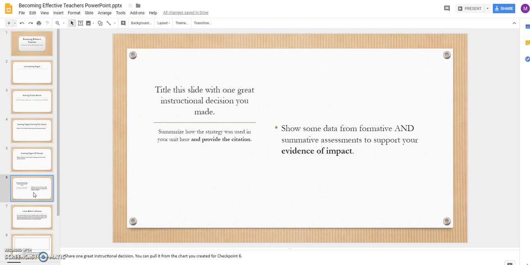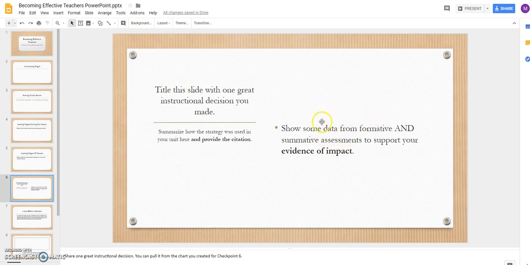The next slide is one in which you talk about a great instructional decision you made. You're going to summarize how that strategy was used in your unit here, and then you're going to very importantly provide the citation. We did a lot of practice with that in previous checkpoints, so I think you'll know how to go about pulling that together. I want to make sure that this is something you can show some evidence for.